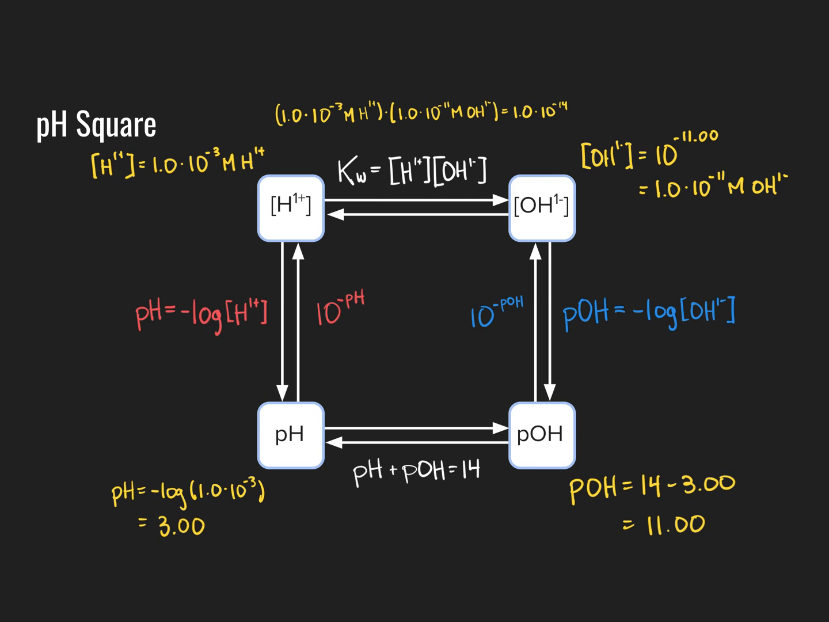All right, so we can now easily manipulate the pH square, and we can see that if you can calculate one of those 4 variables there, it's very, very easy to move your way around to find all of the others, whichever you need. We'll move on to our next slide.